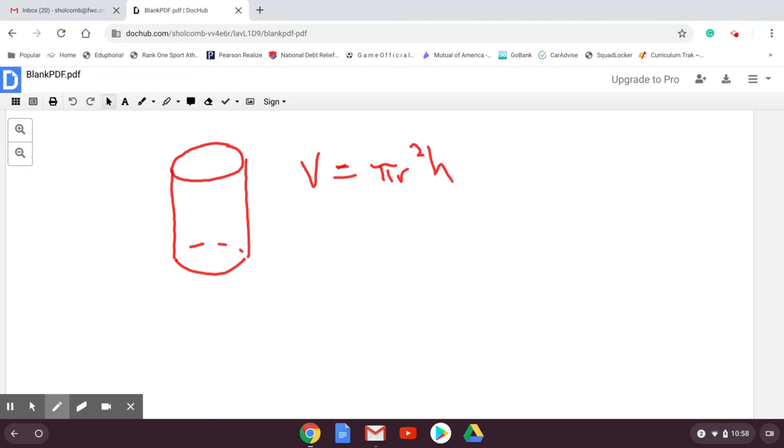So you're going to need to figure out a diameter or a radius. So you can take half of the diameter or something similar and the height of a cylinder to find the volume.